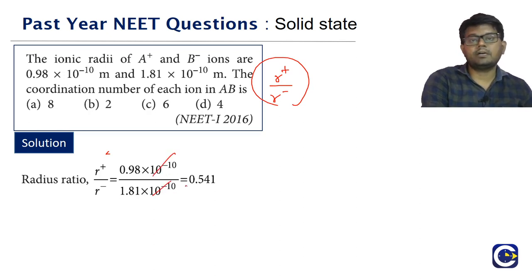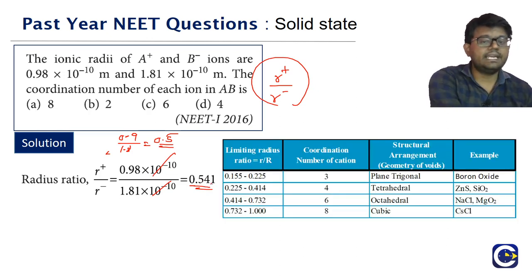10 power minus 10, 10 power minus 10 will be cancelled. This is somewhere around 0.541. Approximately, what is it? See, if we are having exactly 0.9 by 1.8, this is what? 0.5. Okay. So since the numerator is more than 0.9, it will be a little bit more than that. So 0.541. And we have the radius ratio table.